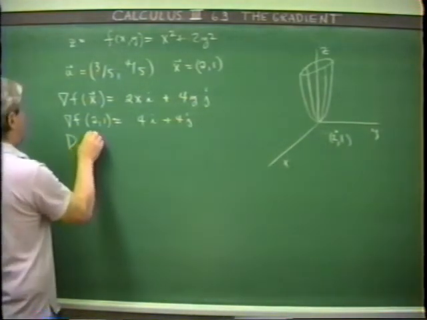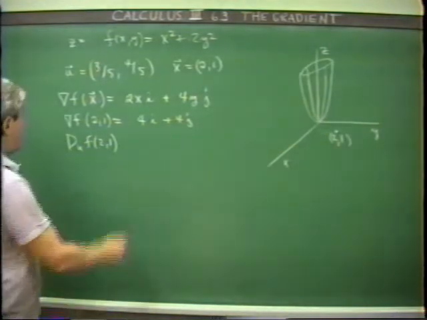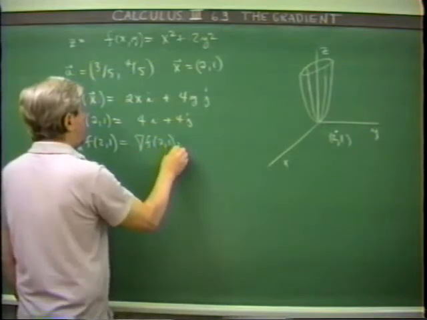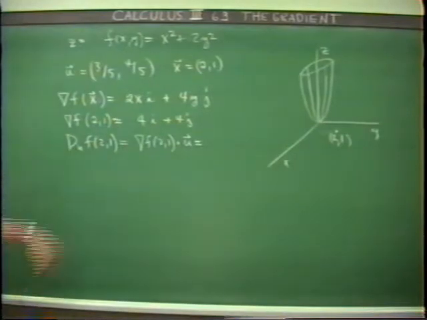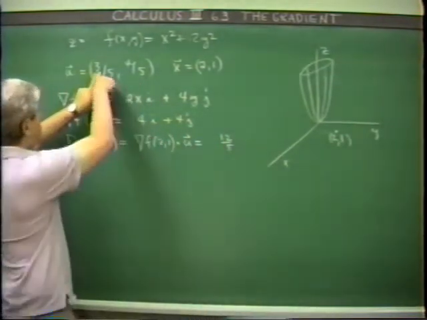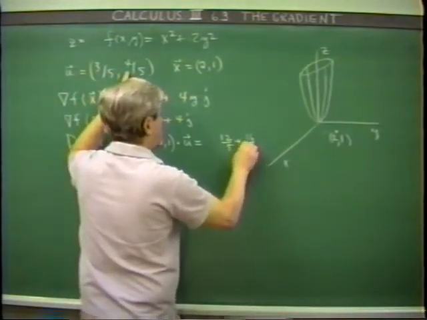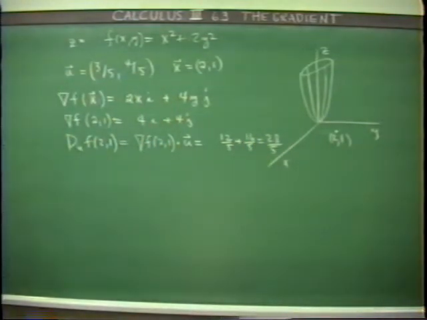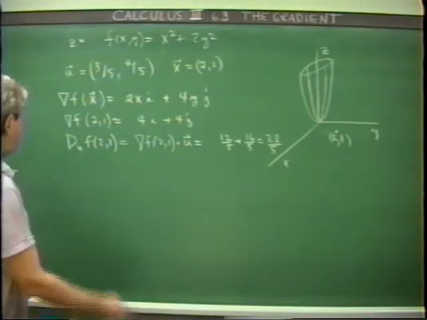What about the directional derivative in the direction u of f at 2, 1? Well, this is equal to the gradient of f at 2, 1 dotted with the unit vector u, which is going to be equal to 12/5, from 4 times 3/5, plus 16/5, or 28/5. That is the directional derivative at this point 2, 1 of the function f.